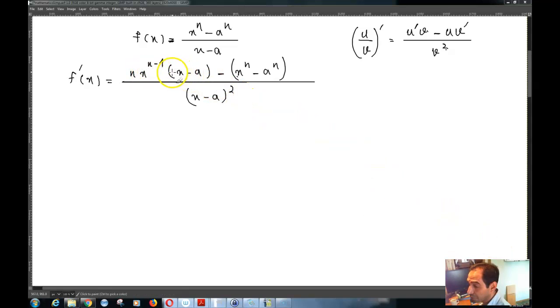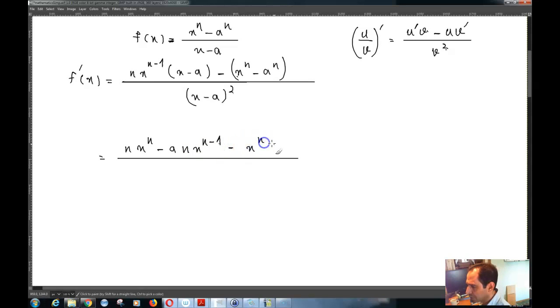And so you have n times x raised to the power n. If you multiply these two together, you get n times x raised to the power n minus a n x raised to the power n minus 1, minus x raised to the power n plus a raised to the power n, over x minus a raised to the power 2.